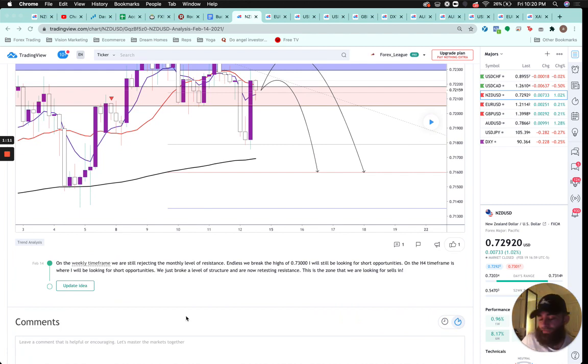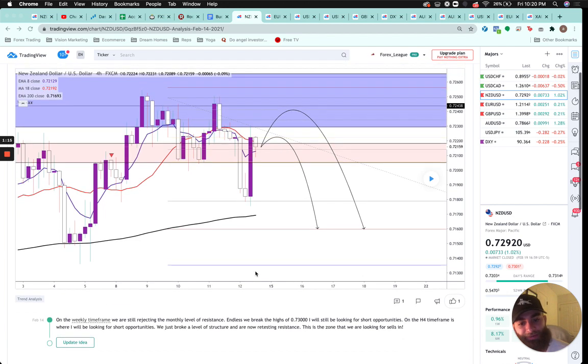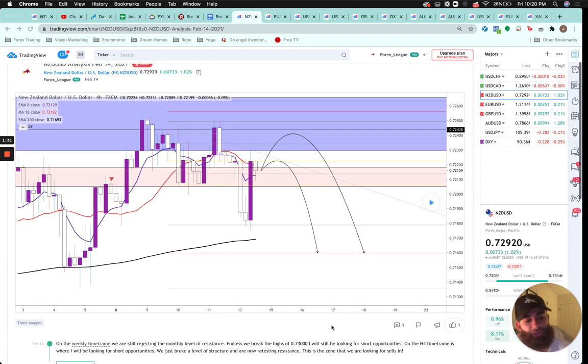On the weekly time frame, we are still rejecting the monthly level of resistance. Unless we break the highs of 7,300, I'll be looking for short opportunities. On the 4-hour time frame is where we'll be looking for short opportunities. We just broke a level of structure and are now retesting resistance. This is the zone where we're looking for sells in. So early in the week on this one, I was looking for sells unless this high was broken here. I'm going to play this forward.